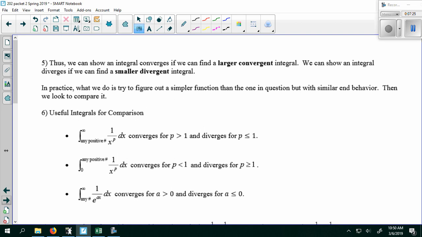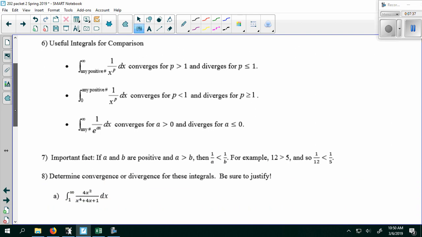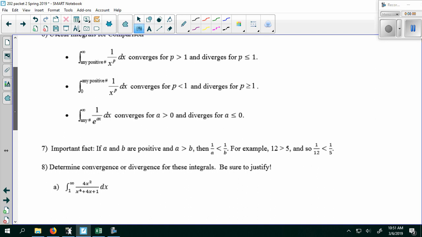Okay, so in practice, what we try to do is figure out a simpler function than the one in question, but that has a similar end behavior. And then we look to compare it to our complicated thing. Useful integrals we can use for comparison are the 1 over x to the p integrals that we had our big conclusion about last class. So you know the convergence, divergence behavior for 1 over x to the p. And 1 over e to the ax converges when a is positive and diverges when a is negative. Those are useful integrals for comparison.